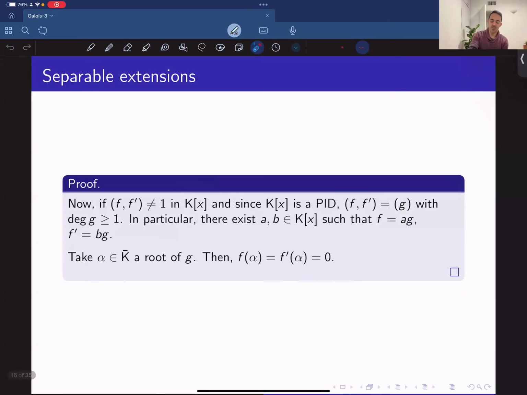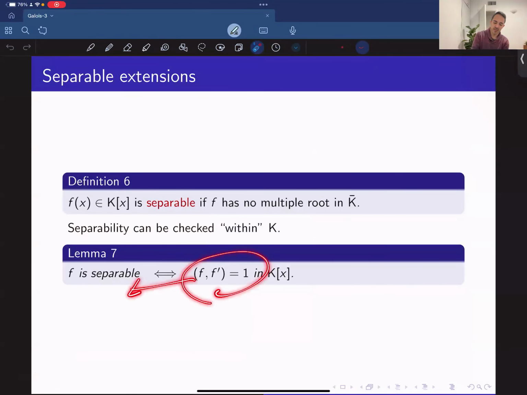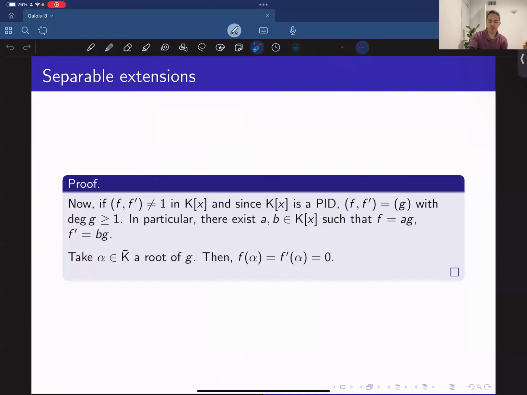So let's see why this is true. Assuming that this doesn't hold, I'm showing that this doesn't hold. So assuming that f and f prime don't generate the entire polynomial ring in k of x, then because k of x is a PID, they generate some ideal that is principal, and let G be that element, the unique generator for this ideal.